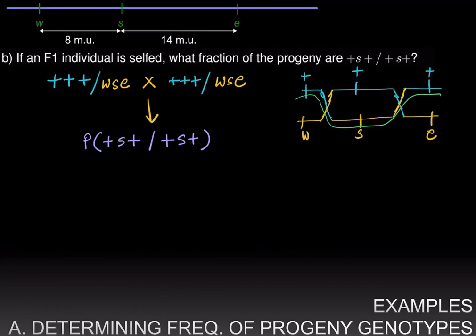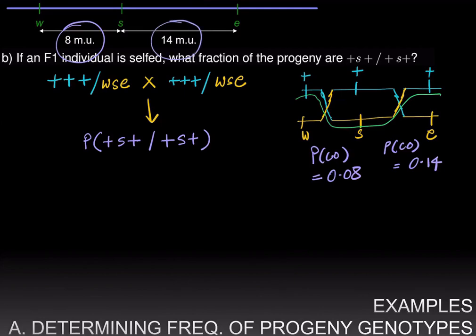And the probability of a crossover between W and S is 0.08 since W and S are 8 map units apart. Similarly, the probability of a crossover between S and E is 0.14 since S and E are 14 map units apart. Therefore, they will produce 14% recombinance, which translates to a probability of crossover of 0.14.